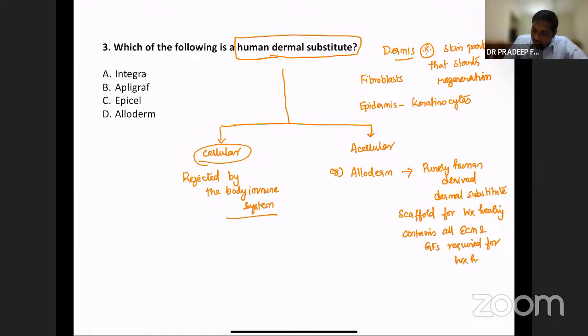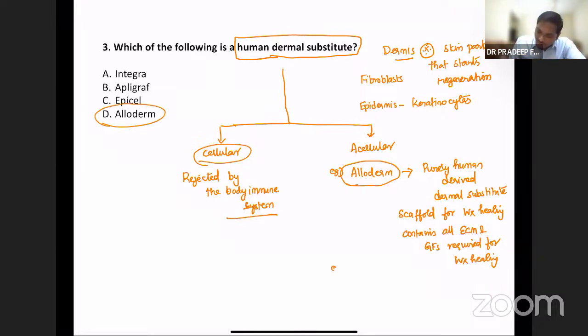So you can place an alloderm, over which a skin graft can be placed, that can help in closing any deep burn wound also. So this is about alloderm. So the answer is alloderm. Let's discuss about the other options.